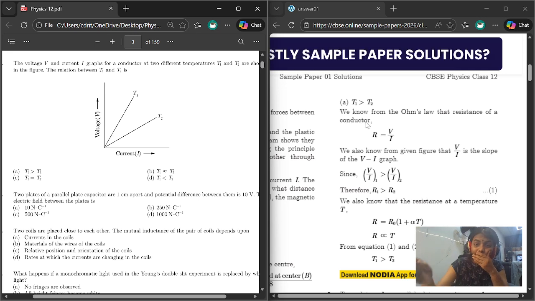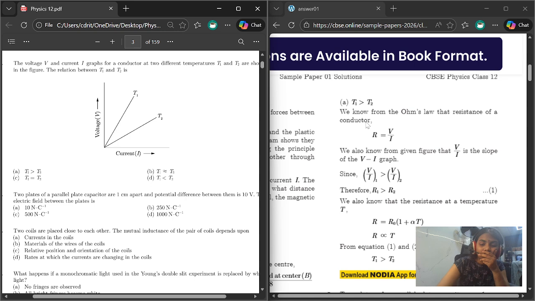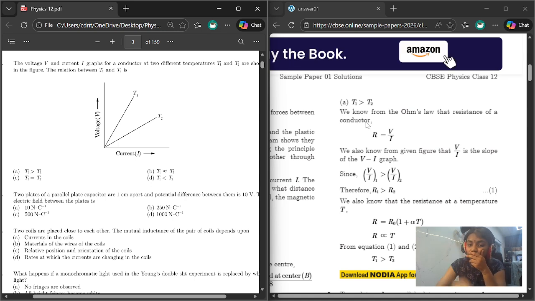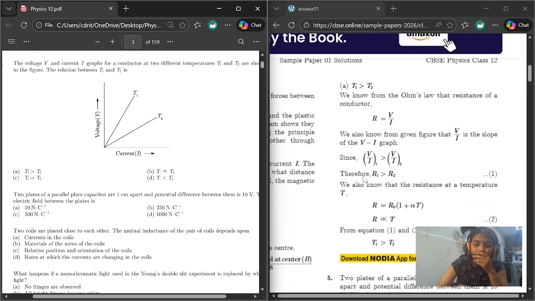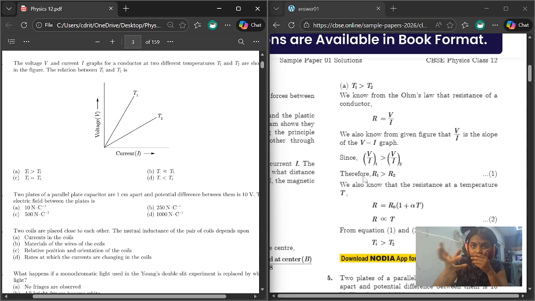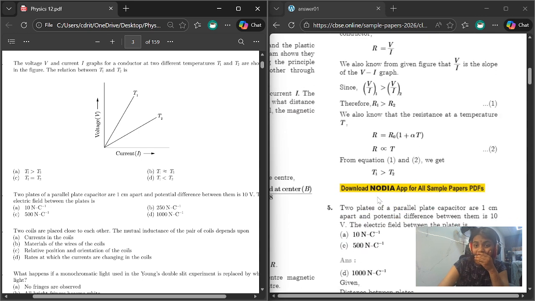We know by Ohm's law that the resistance of the conductor, R, is equal to V by I. We also know from the figure that V by I is the slope of the VI graph. Since V divided by I1 is greater than V divided by I2, therefore R1 is greater than R2. We also know that the resistance at a temperature T, R, is equal to R naught in brackets 1 plus alpha t, which is directly proportional to t. So from this equation we can say that T1 is greater than T2.